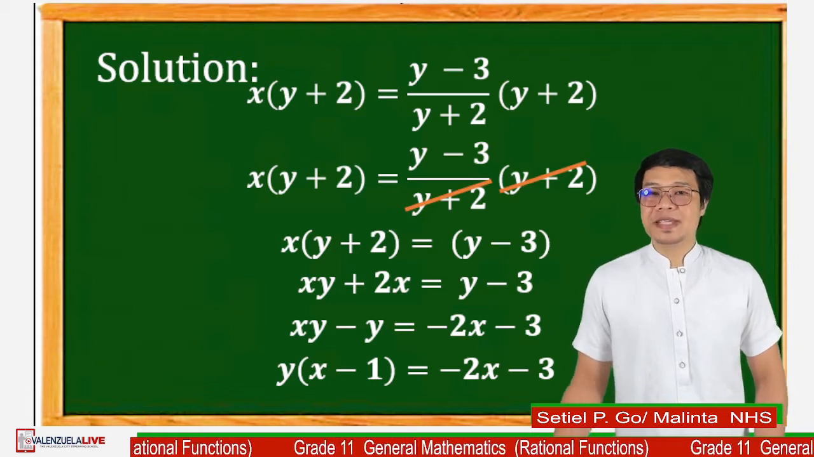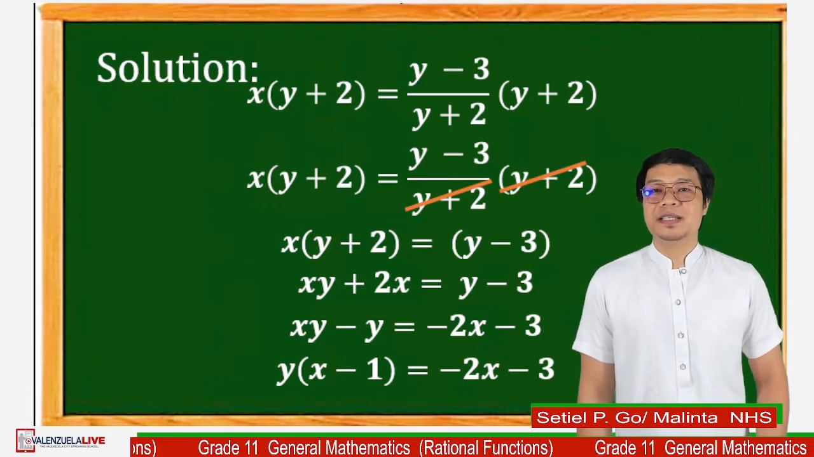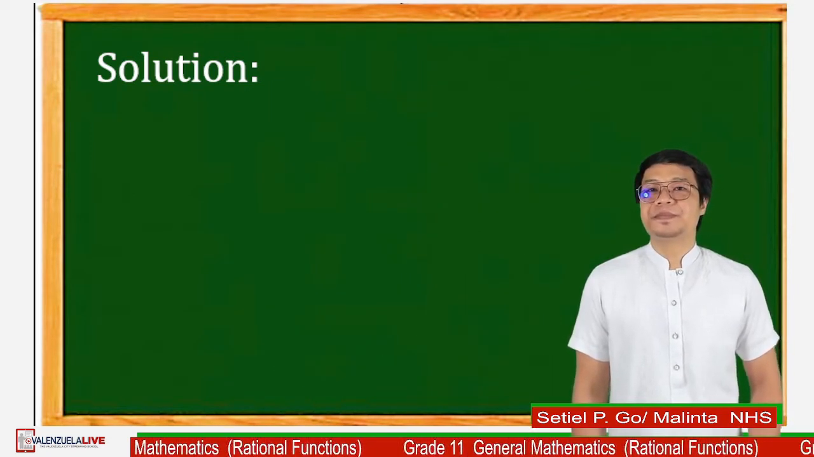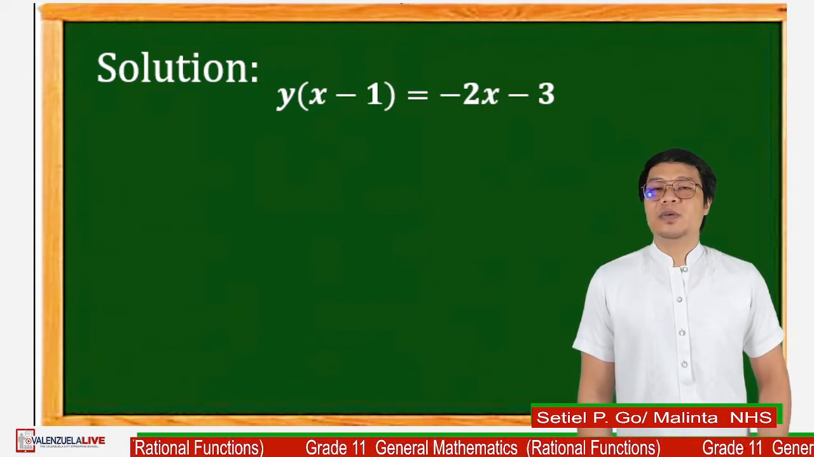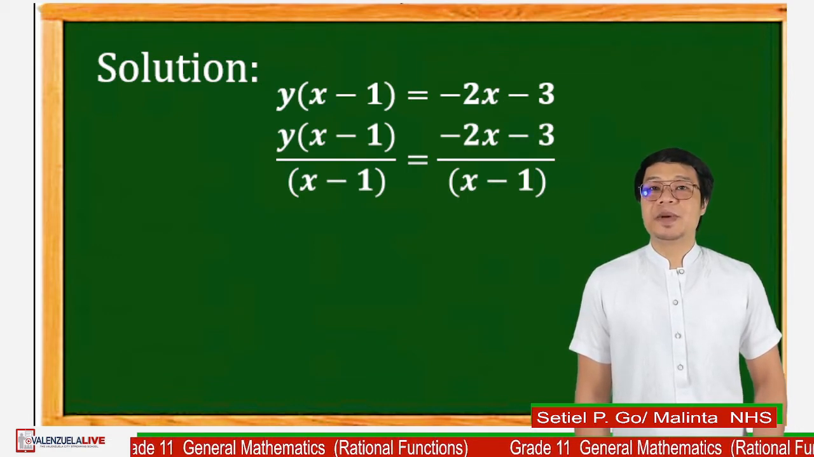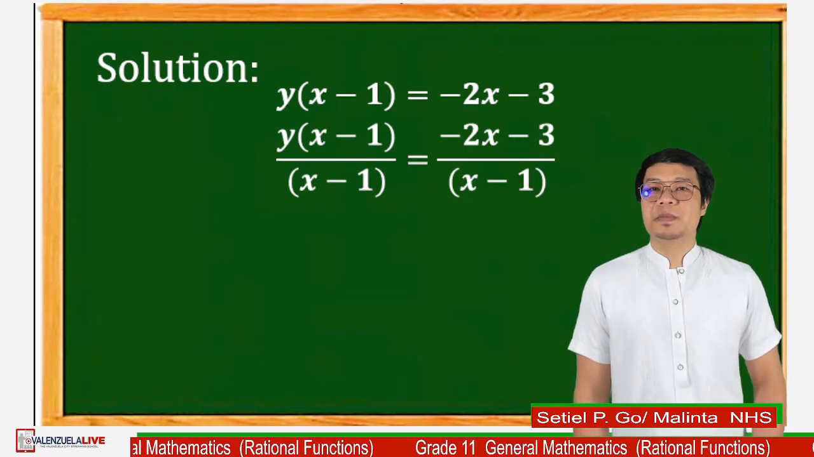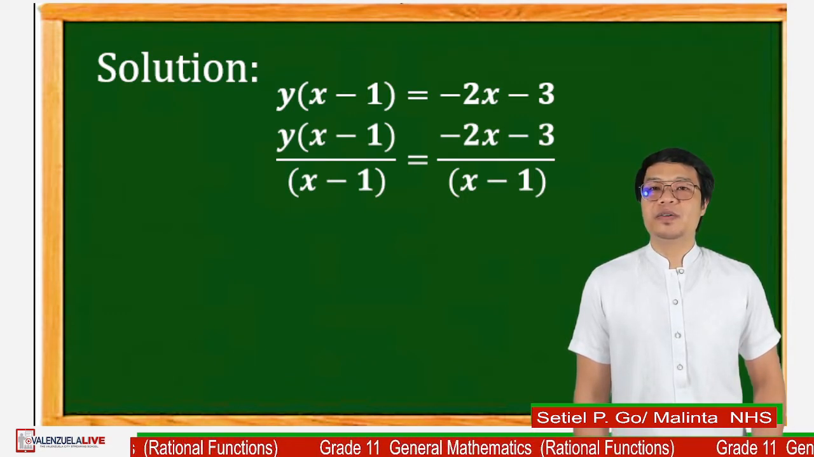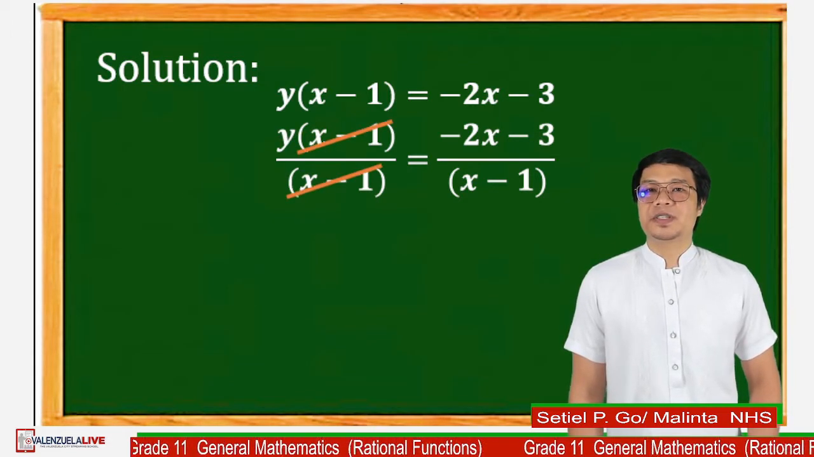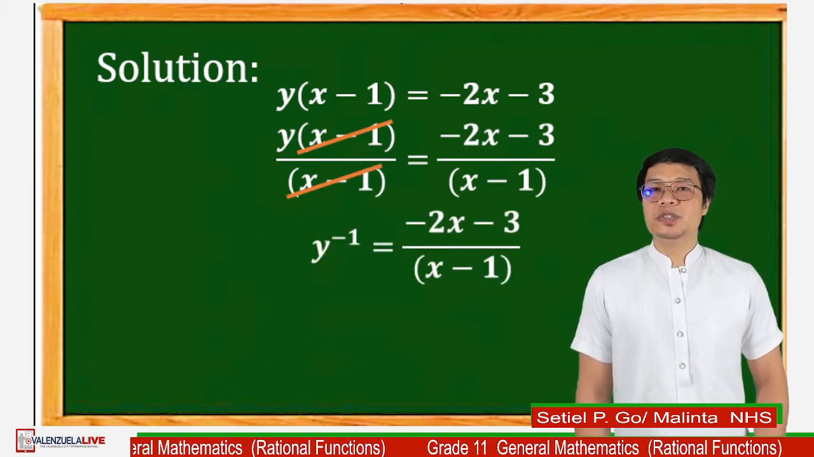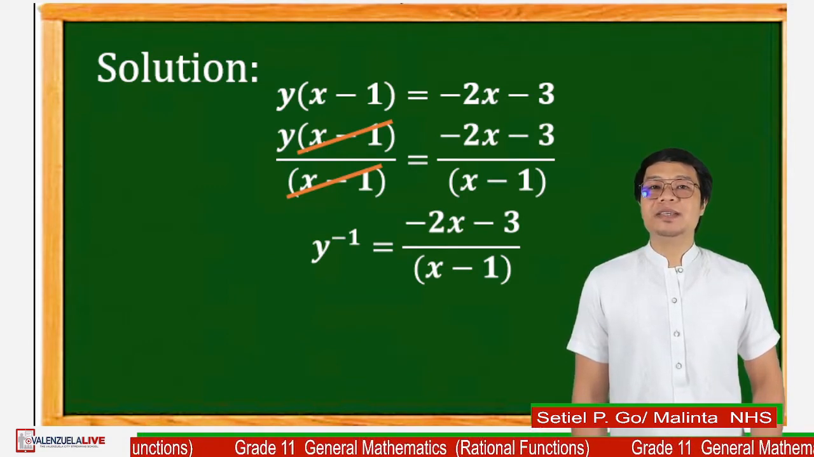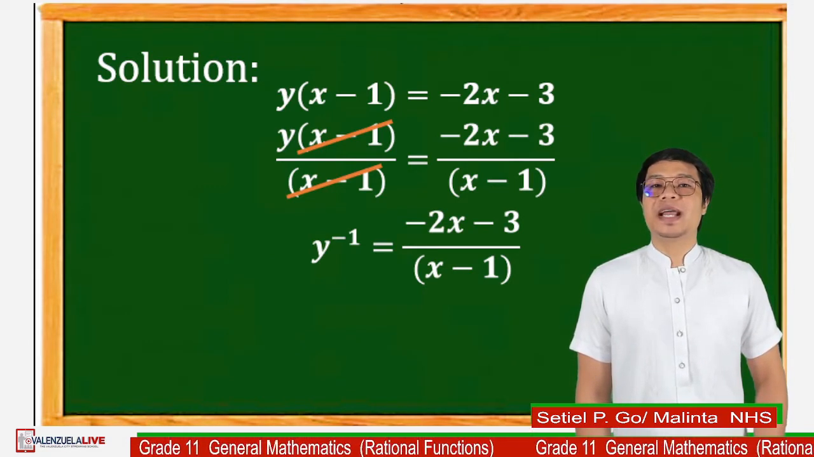As you can see, the left side has a common variable, which is y. So this will become y times the quantity (x minus 1) is equal to negative 2x minus 3. Dividing both sides by x minus 1, y times (x minus 1) all over (x minus 1) is equal to (negative 2x minus 3) all over (x minus 1). You can eliminate x minus 1. So this results in y, or the inverse function, is equal to (negative 2x minus 3) all over (x minus 1).